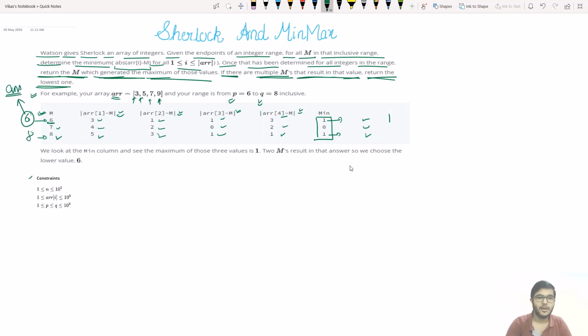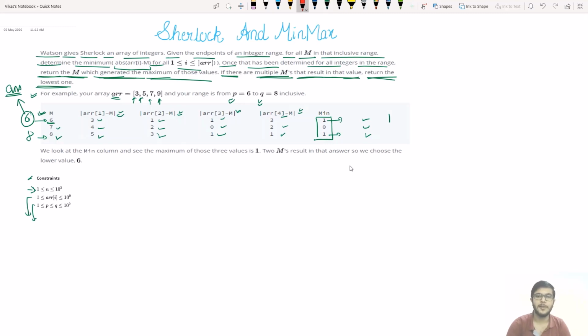So here are the constraints. The first constraint is n, which represents the number of values present in the array. There are at most 10 to the power 2 elements present in the array. Array of i represents the value of an element in the array, and the range is 1 to 10 to the power 9. P and Q are the endpoints, and the range is 1 to 10 to the power 9. So these are our constraints.